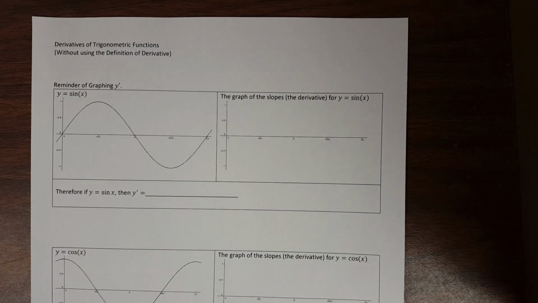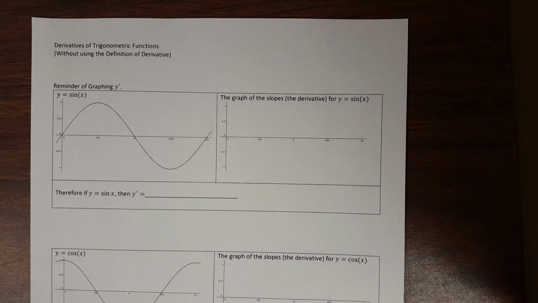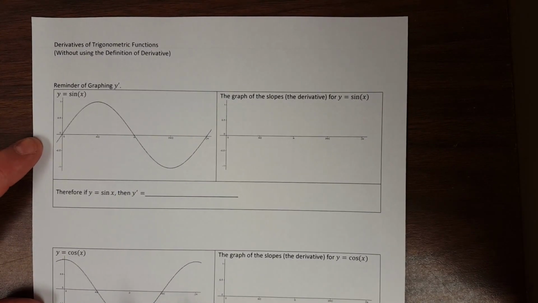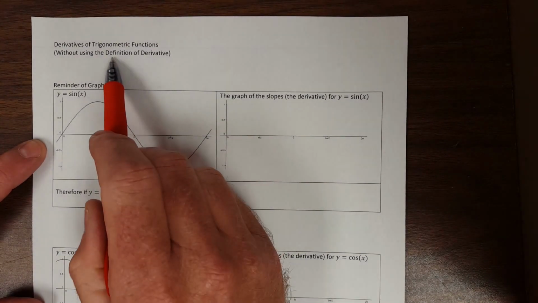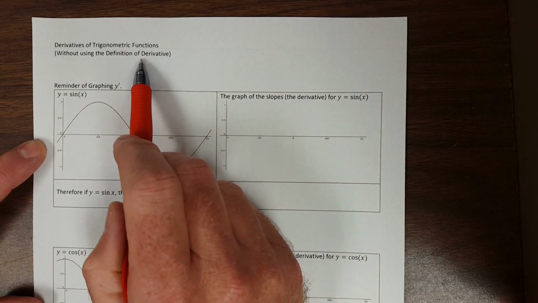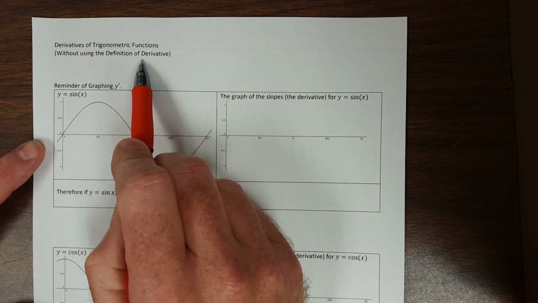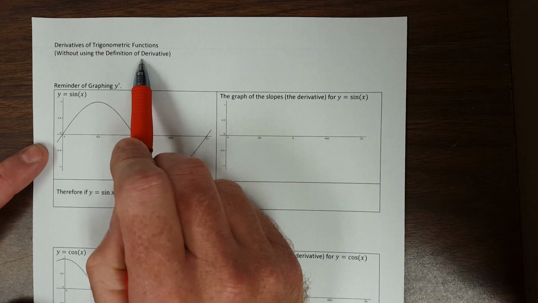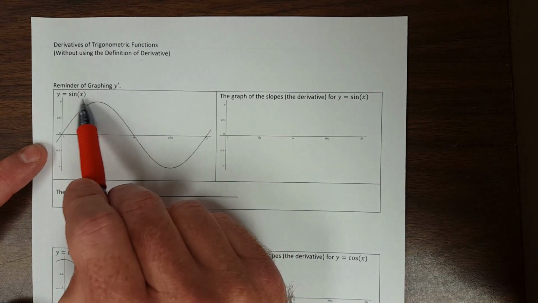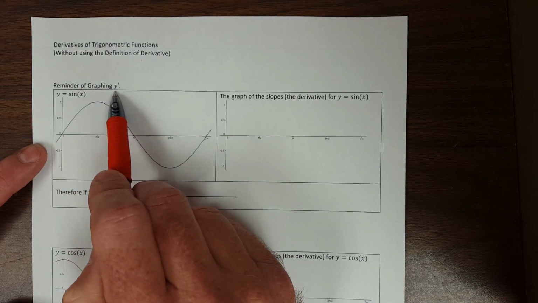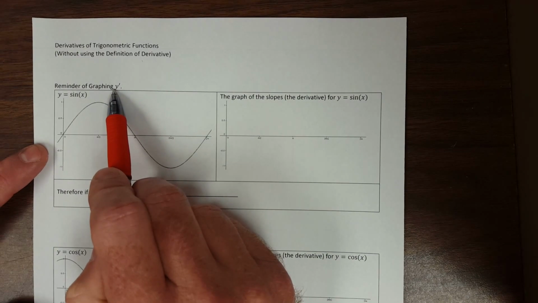In this video, we're going to take a look at the derivatives of trigonometric functions, and we're going to do it a little less traditionally than what you might see on some other videos. We're going to look at the derivatives of the sine and cosine, not by using the definition of the derivative. Again, you'll see plenty of evidence out there for that. But again, a little less traditionally. We're going to look at the derivatives by graphing f prime or graphing y prime.